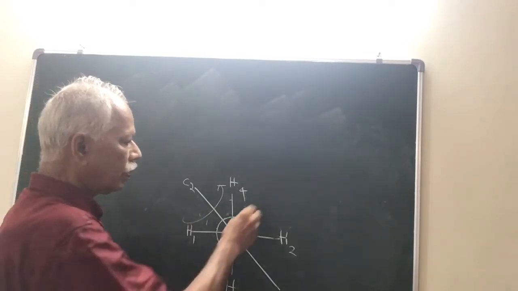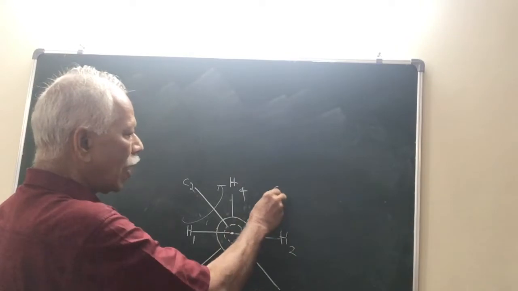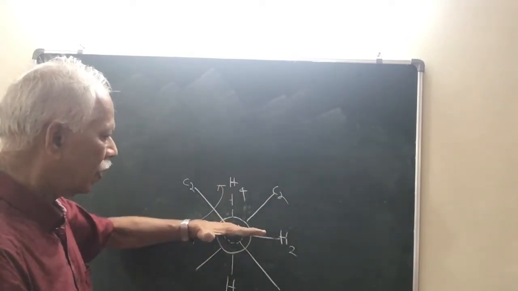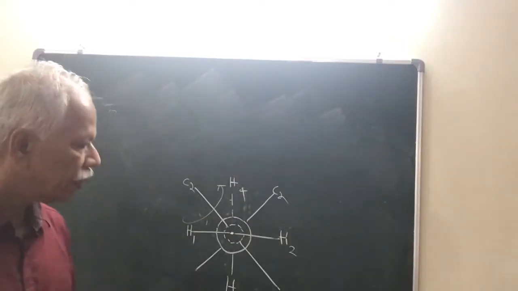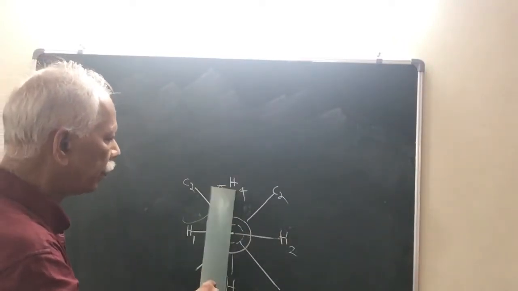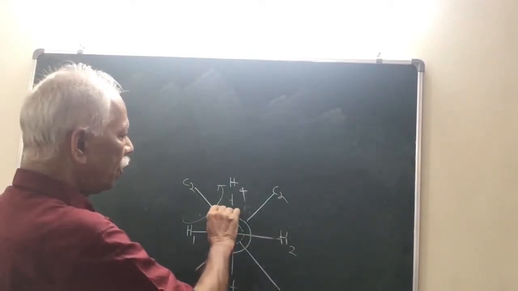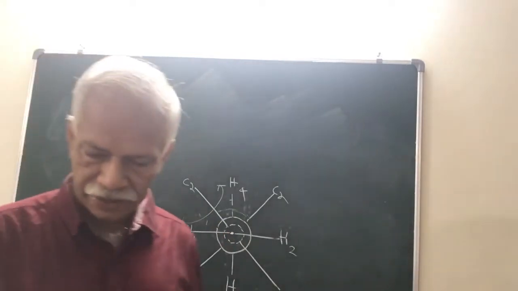This is one C2 axis, here is another C2 axis. So these C2 axes are bisected by our vertical planes. So these two planes, these vertical planes, this plane and this plane, which are bisecting a pair of C2 axes, are called dihedral planes.